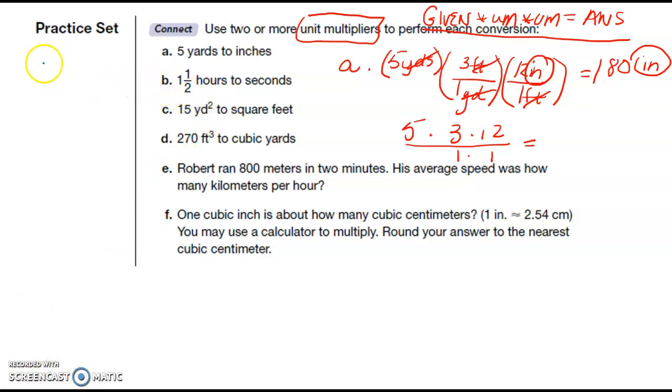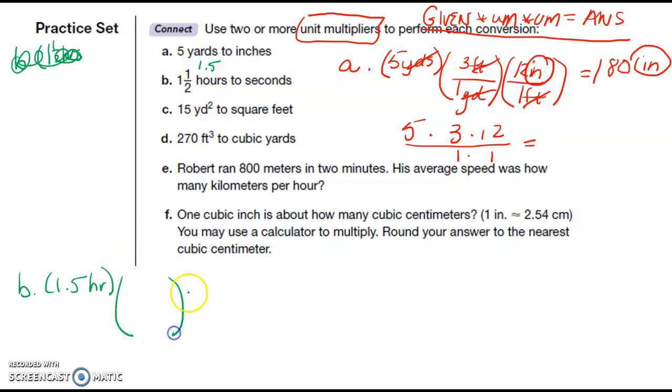Okay, so let's go ahead and do B. I'm given 1 1/2 hours. Oh, I'm not going to have enough room, so let me do B down here. I'm going to make it 1.5 hours so that I can plug it into my calculator. So this is going to be 1.5.